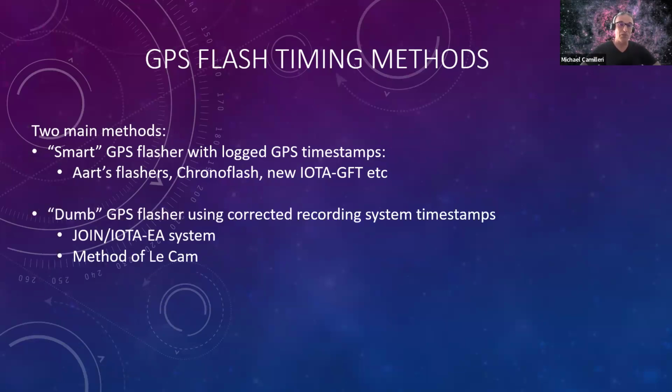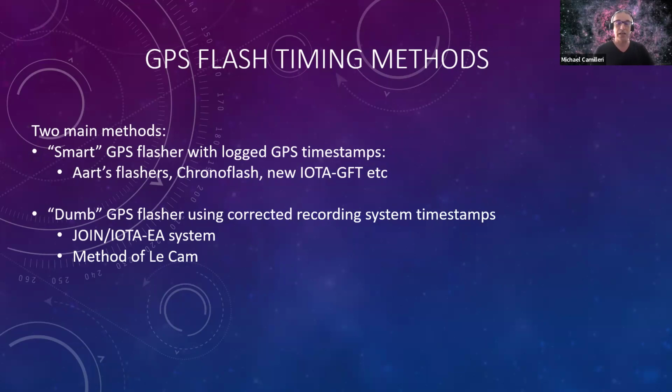The method that, for want of a better word, I've called dumb, this just uses a GPS flash. It does not record the timestamps in the GPS unit at all. So the GPS has no knowledge of what the time actually is. This is used in Japan with their timing system, the main timing system that they use. It's also used by an observer, Pierre Lecam, who has published some work on this, but that method's probably not very familiar to most of you.